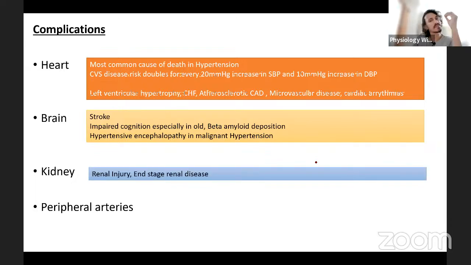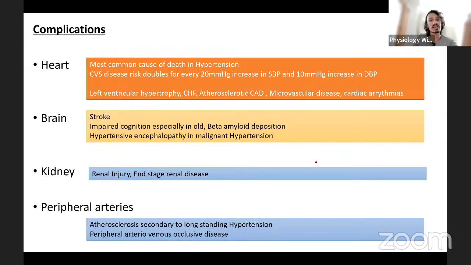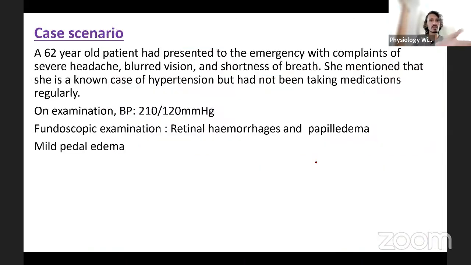In the kidney, this by itself can result in renal injury, can start off as microalbuminuria, which can go into macroalbuminuria, and finally reach end-stage renal disease and all. Even peripheral arteries, as I was telling you earlier, atherosclerosis can develop secondary to long-standing hypertension. Okay, and apart from that, peripheral arterial occlusive diseases also can happen. So these are various complications of hypertension. So we'll just take a look at this case scenario.